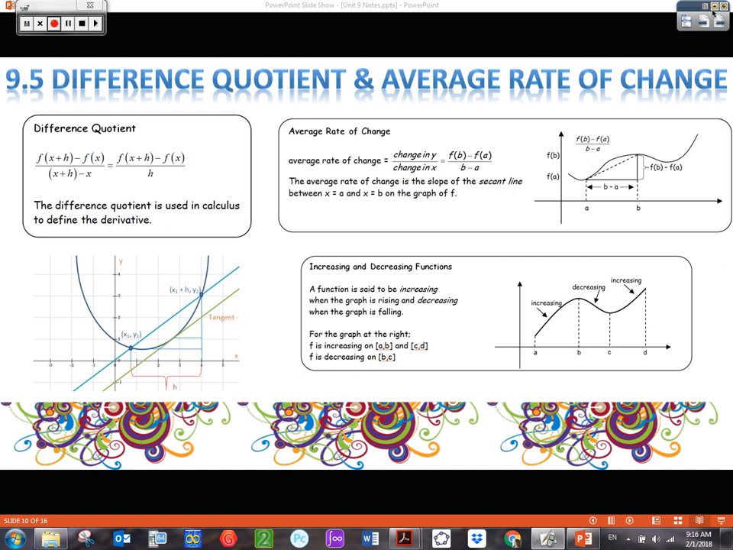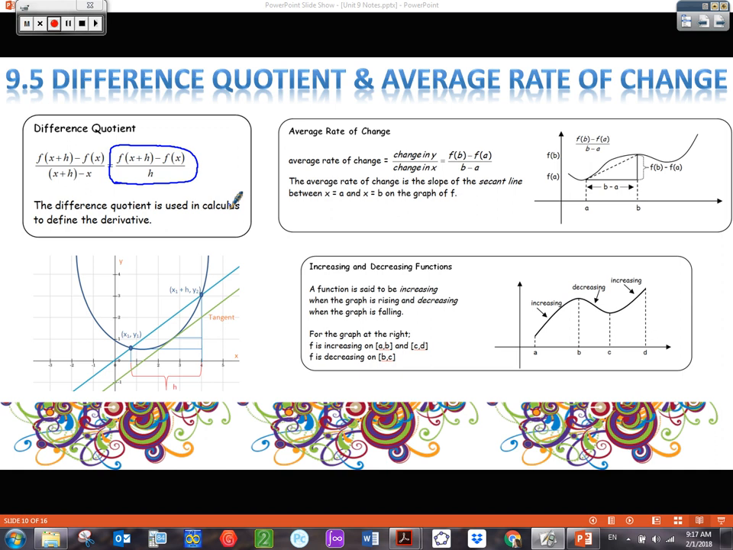So let's talk about the difference quotient. Here's the difference quotient right here, this little formula. And this is used in calculus to define the derivative. Actually, in calculus, we would take the limit of the difference quotient. We're not going to do limits today. We're just going to find difference quotients today.